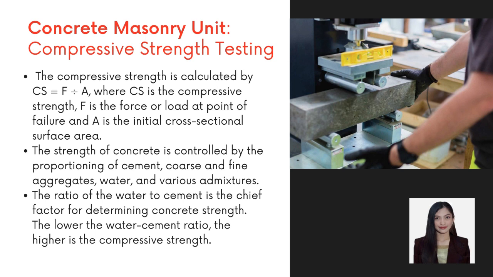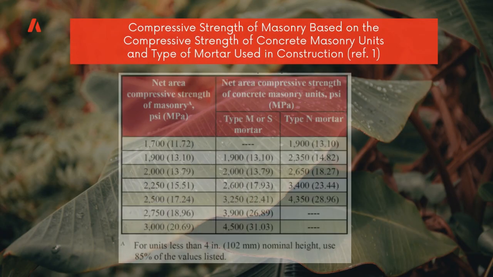The ratio of the water to cement is the chief factor for determining concrete strength. The lower the water-cement ratio, the higher is the compressive strength.